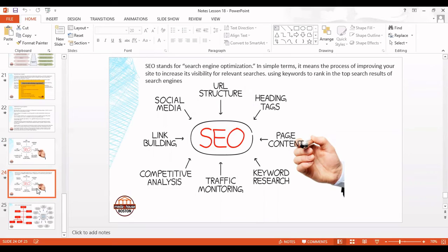Okay, so this is how it works, search engine optimization. Basically, we are saying you are trying by all means to make sure that people visit your website so that your website can be visible to a lot of people. The URL structure, that's the link, the social media, the link builder, the heading tags, the page content, keyword search. The keyword search, basically, they are saying there are certain keywords that you can use on your website so that it can easily be visible to searchers.